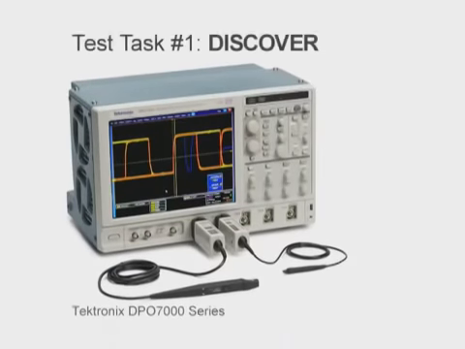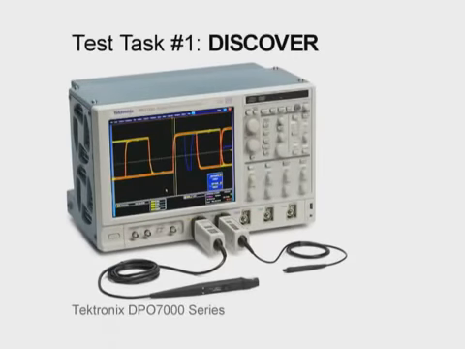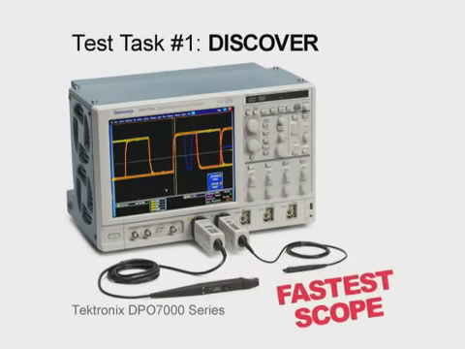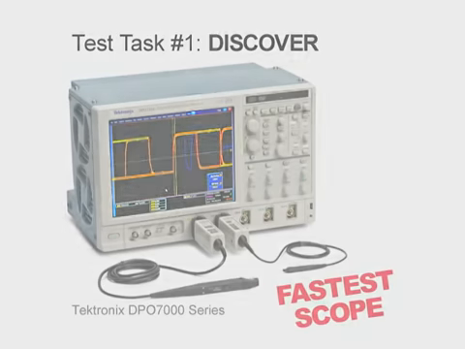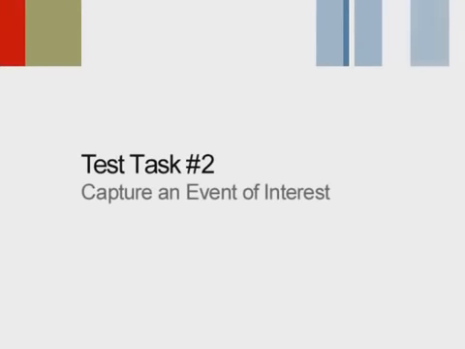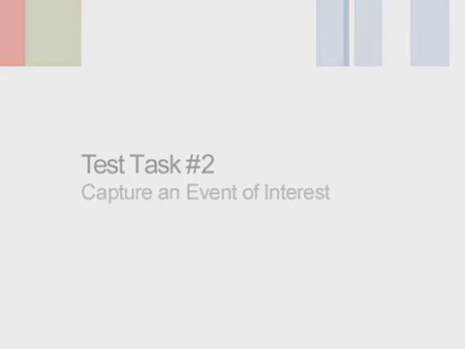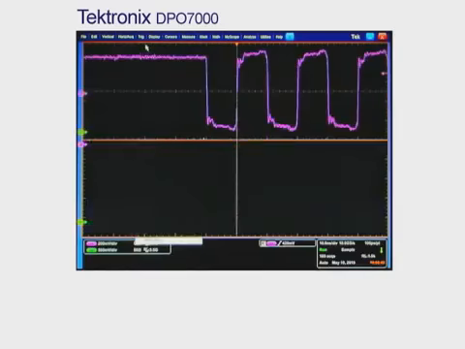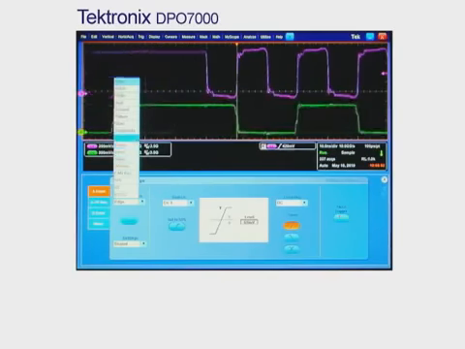After performing test task number 1 to discover the signal, finding a runt pulse is done much faster with the Tektronix DPO7000 than with competing instruments. Next, let's try to capture an important event of interest. Here we see how quickly the Tektronix DPO7000 does just that.